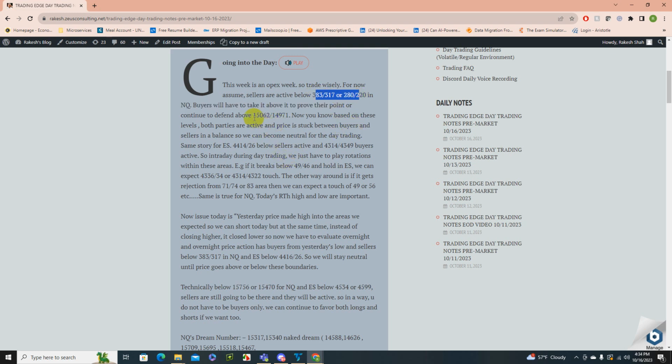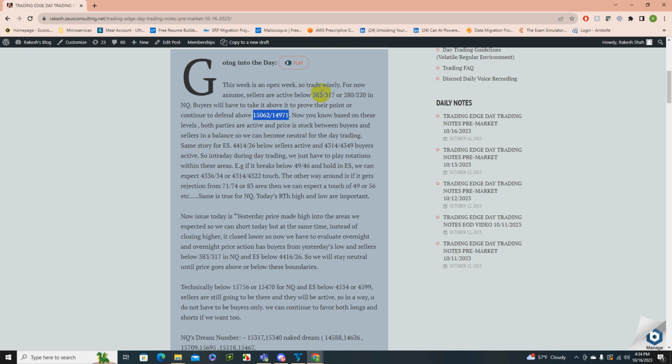Now this is a higher area. Like this is a good support. It has to go through it, ideally, for a good amount of sellers to come. Now based on these levels, both parties are active and price is stuck between buyers and sellers in a balance. So we can become neutral for day trading just because of this environment.